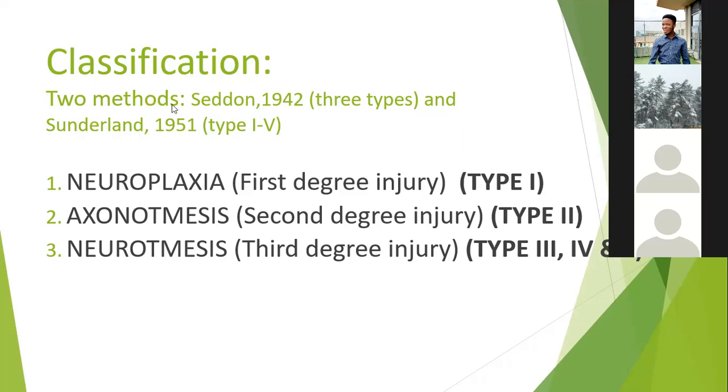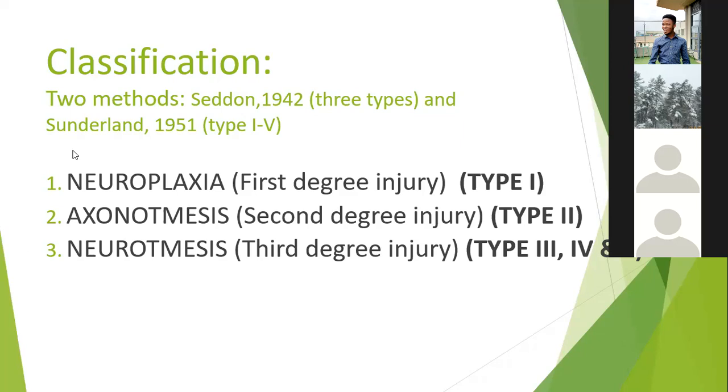Three types in the Seddon, type 1 to 4 in Sutherland. Okay, so let us look at the three types. It was simply looking at which part has been cut.